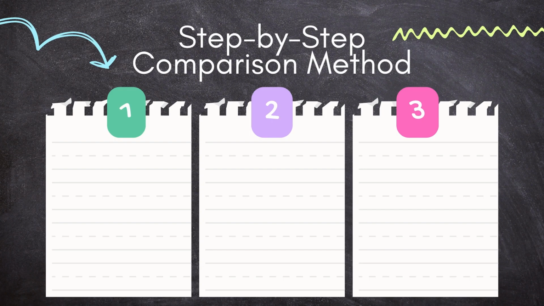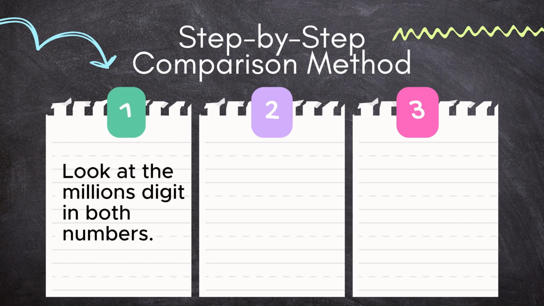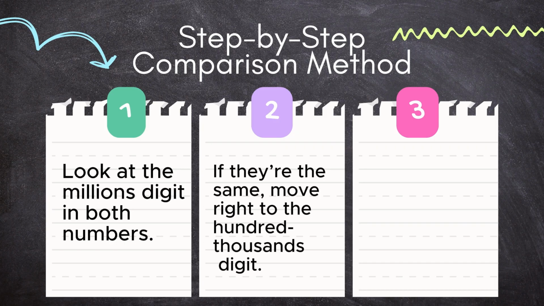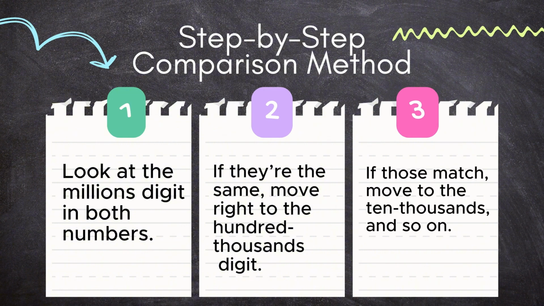When comparing two large numbers, follow this process. 1. Look at the millions digit in both numbers. 2. If they're the same, move right to the hundred thousands digit. 3. If those match, move to the 10,000s, and so on. You move through the number until you find a digit that is different. Whichever number has the larger digit at that position is the bigger number. This method works for any size number.